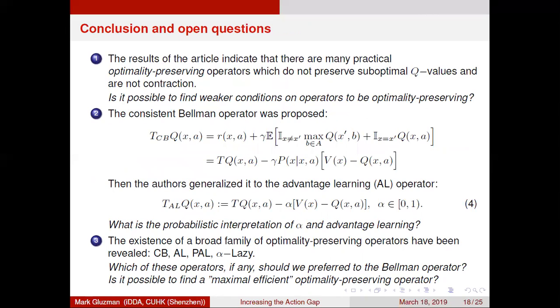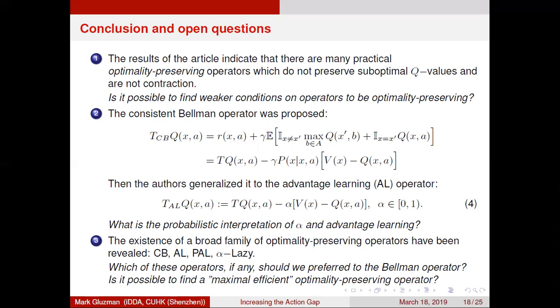In the article, the authors also propose a consistent Bellman operator, where we can interpret the alpha term as the multiplication of the discount factor and the probability of the same action. However, there is a lack of probabilistic interpretation of the alpha term, and more generally, how one should choose this alpha term for specific problems. And the last open question is in the article.